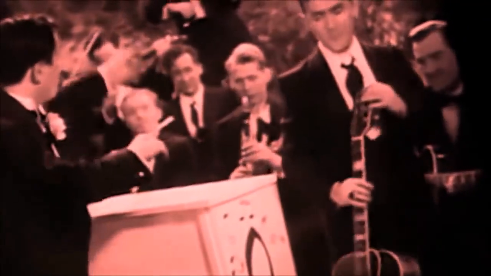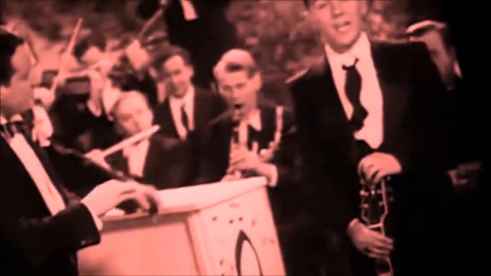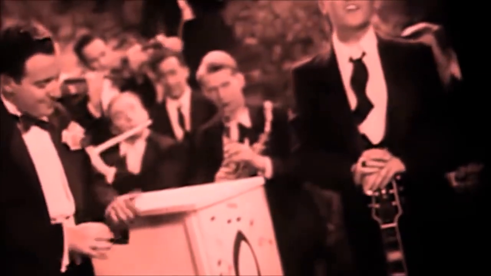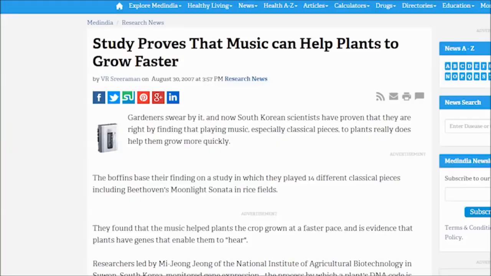This goes back to the idea that classical music is better for crops, and of course classical music is mainly tuned to the 432 frequency, at least if it's pre-industrial standard.